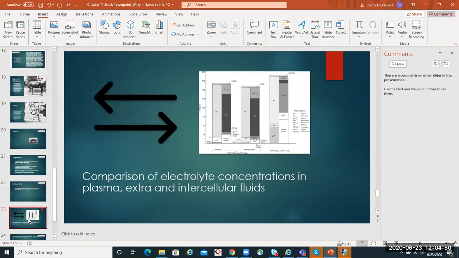Here is the diagram that shows the comparison of electrolyte concentration in plasma, interstitial fluid, and intracellular fluid. The height of each column you can see here represents the total electrolyte concentration.